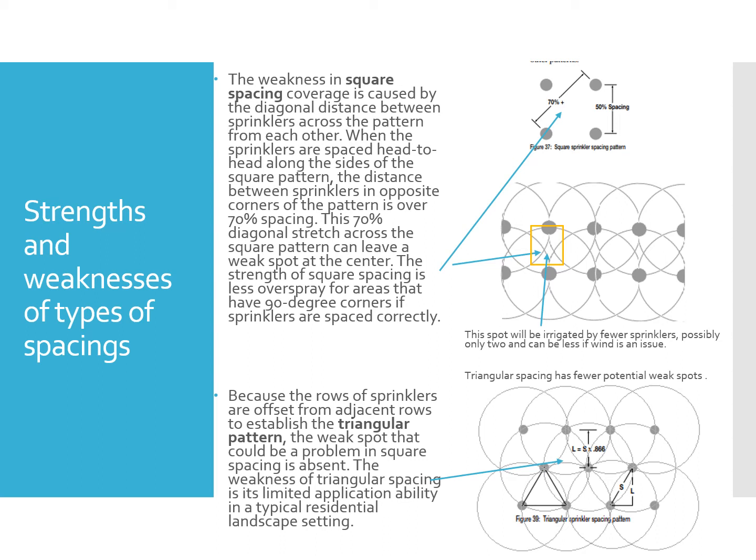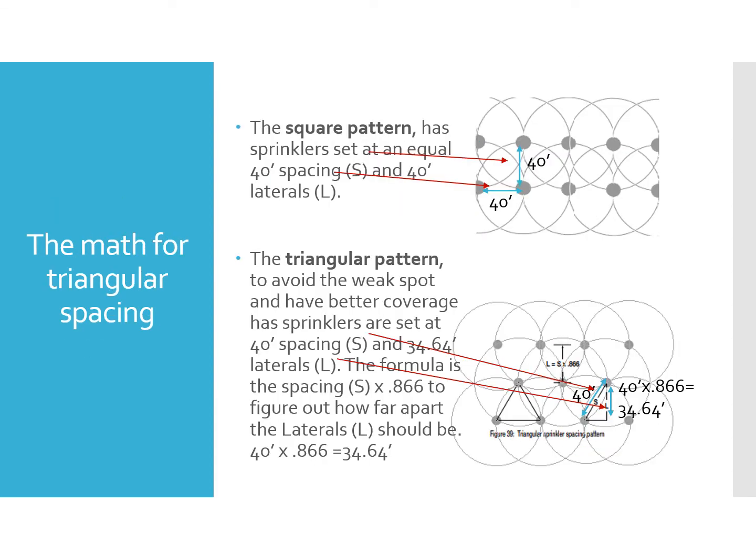So when you're doing a triangular pattern, there's a little bit different math, and we're going to go over that in a minute. So we're going to go over a little bit of the math for triangular and square pattern spacing. So like we said before, the square pattern is pretty much equal spacing, and in this illustration we show that the spacing of the sprinkler heads, or S, is at 40 feet, and the spacing of the lateral, or L, is also at 40 feet.